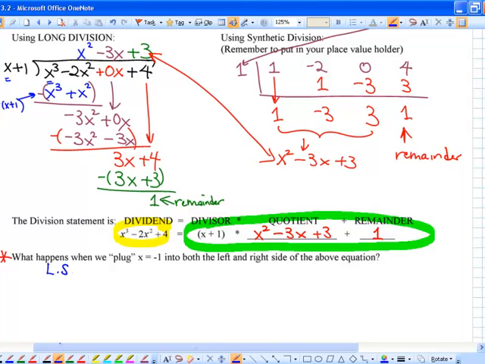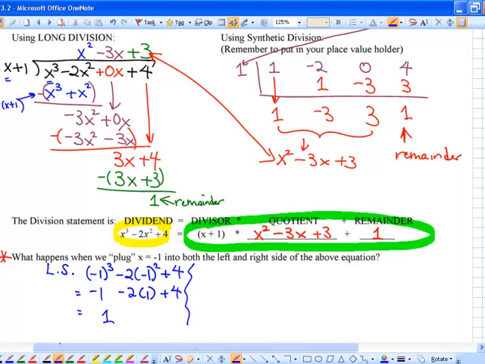Left side. Negative 1 cubed minus 2 times negative 1 squared plus 4. Let's evaluate. Negative 1 cubed is negative 1. We have to do the exponents first, so negative 1 squared is 1. Let's keep simplifying. Negative 1 minus 2 times 1, that's negative 2. So negative 1 minus 2 is negative 3, plus 4 gives us 1.